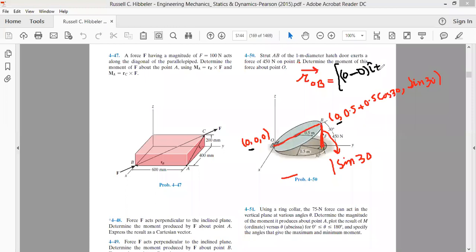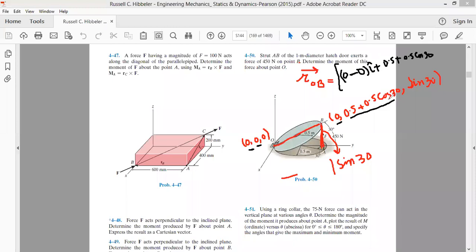Plus y coordinate of point B minus y coordinate of point O. That is 0.5 plus 0.5 cos of 30 degrees. Now, as far as 0.5 cos of 30 degrees is concerned, in order to find the value, the y coordinate will be equal to 0.5 plus 0.5 cos 30.